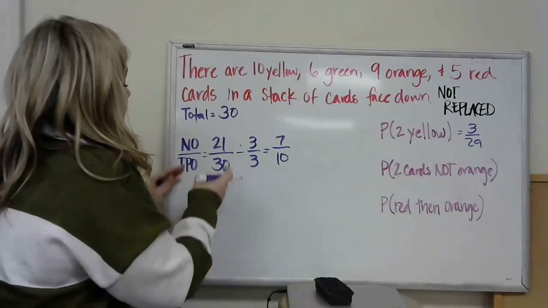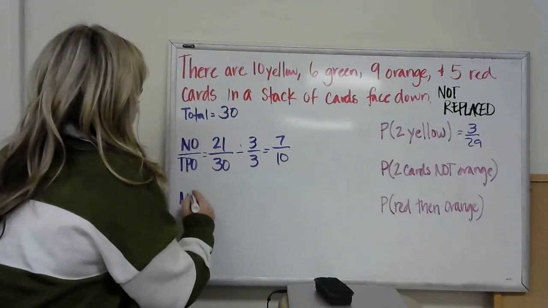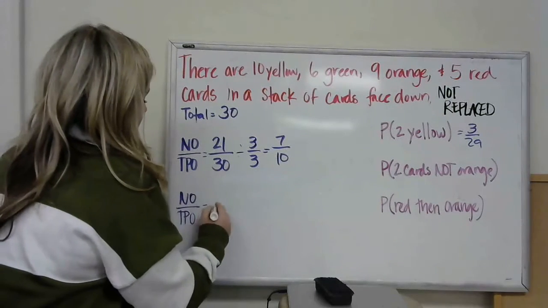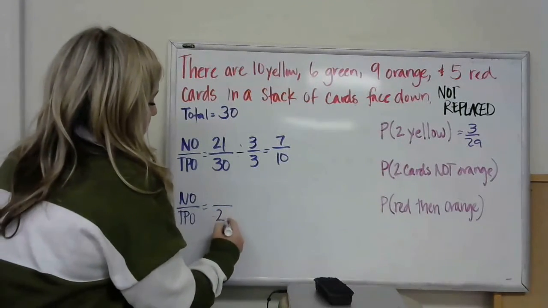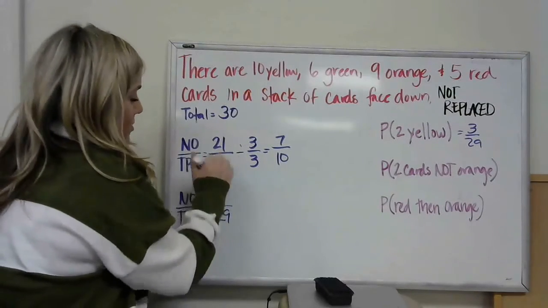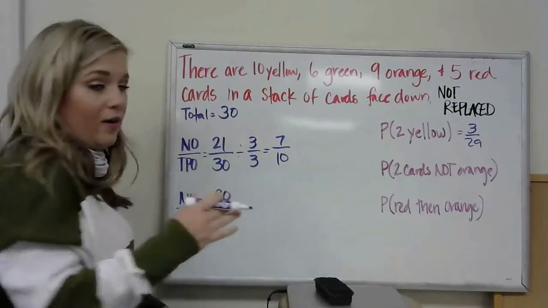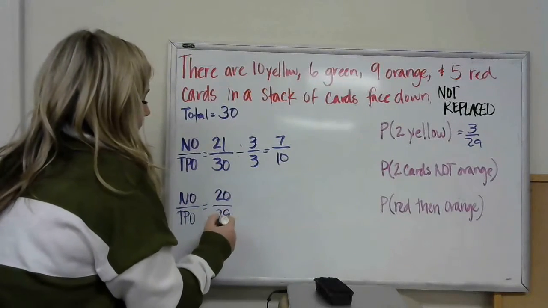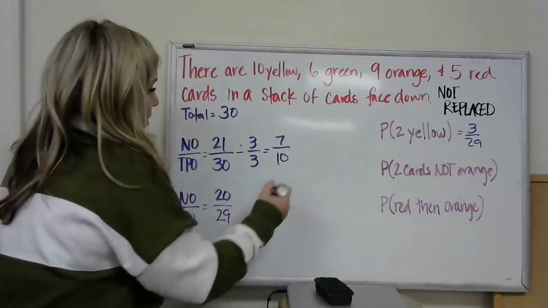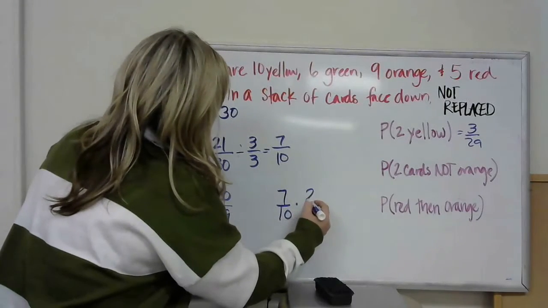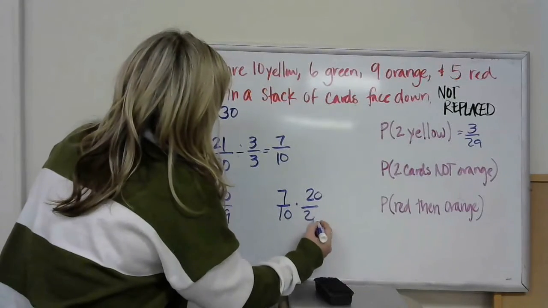Now, I did not put the card back in. I didn't replace it. So now I have 29 cards to pick from, and there are 20 cards that are not orange because I've already pulled out a not orange one. This can't reduce. So I've got 7/10 times 20 over 29.